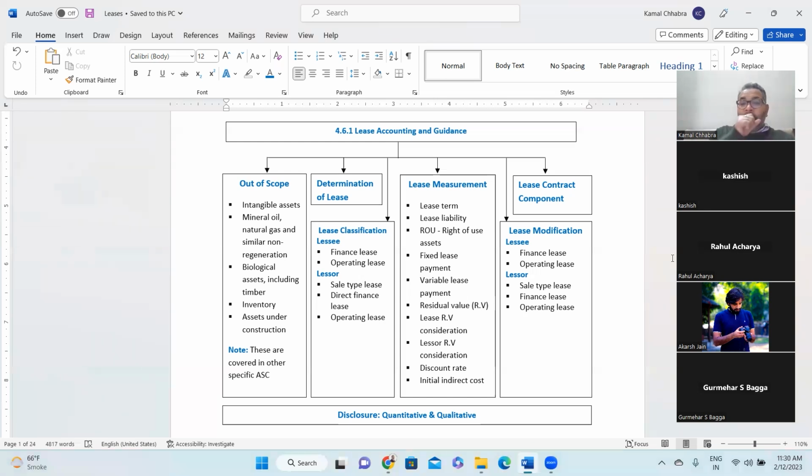Next concept is residual value. Have you heard about this term before? Residual value. Yes, sir. Any example you would like to share?